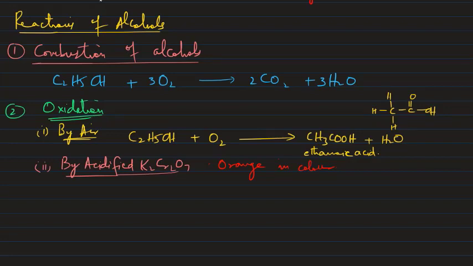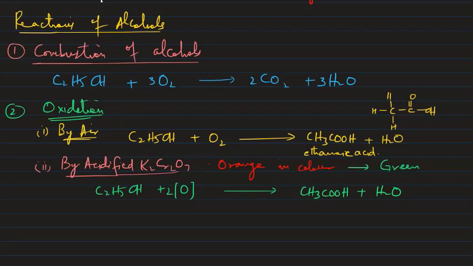Now let's construct the equation. C2H5OH. It's the same reaction, but in this case we are taking atomic oxygen that is coming from the oxidizing agent. The same reaction, we get the same products, CH3COOH plus H2O. The only difference is this oxygen, and we will have potassium dichromate as an oxidizing agent. Potassium dichromate changes from orange to green. So these are two reactions of alcohols.